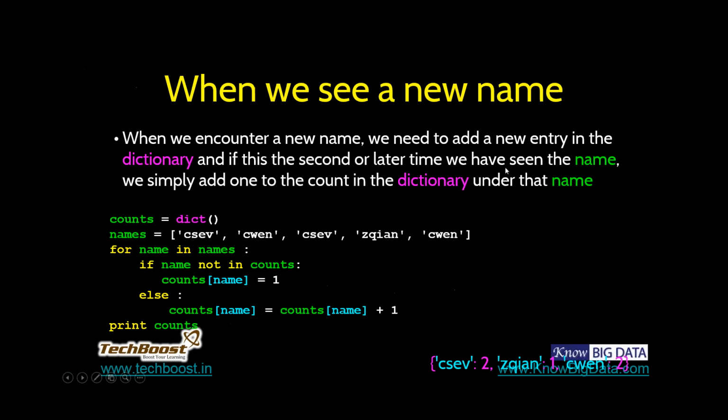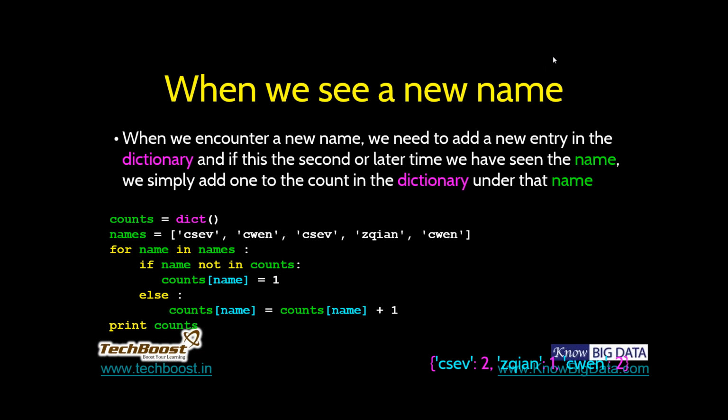Okay, let's see what we have next. When we see a new name. Now slowly we are progressing to how we write the program to perform our task. What is our task? Our task is to get the count of the most occurring word in our given collection or the set or the list. So what do we have here? Let's try to understand the example in the slide.